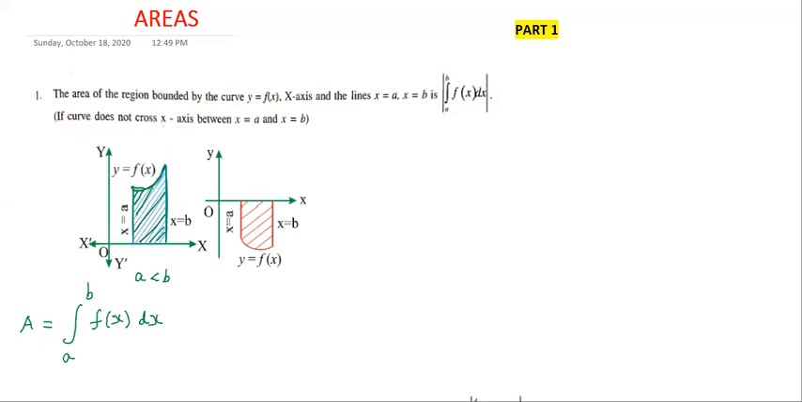Same like that, see the second graph. The curve is below the x-axis. So here we get the area negative. See here, the y values are on the negative y-axis, so minus integration, x values, we know, a to b f of x dx.